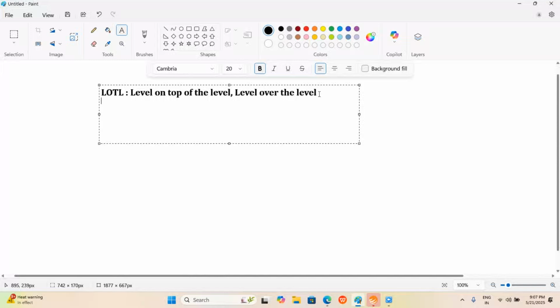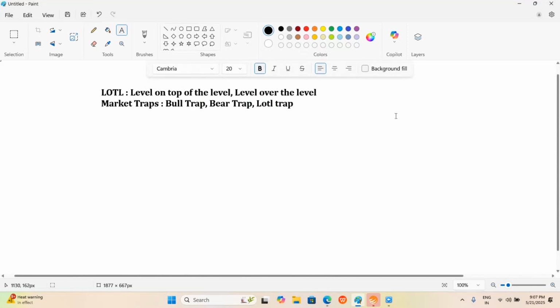Second thing that we will study is market traps. What are market traps and how many traps are there? Bull trap, bear trap, LOTL trap, and other types of traps that are there in the market. We will discuss each and everything today.